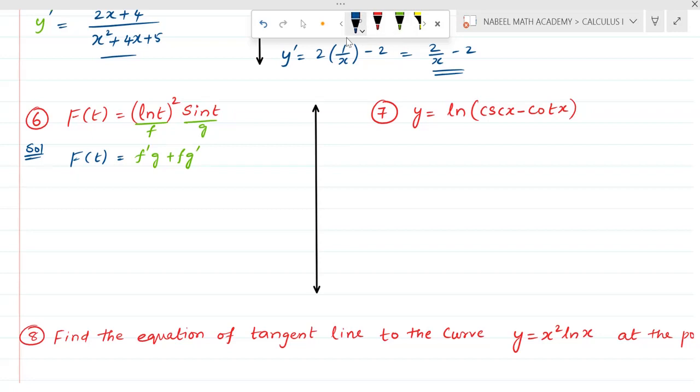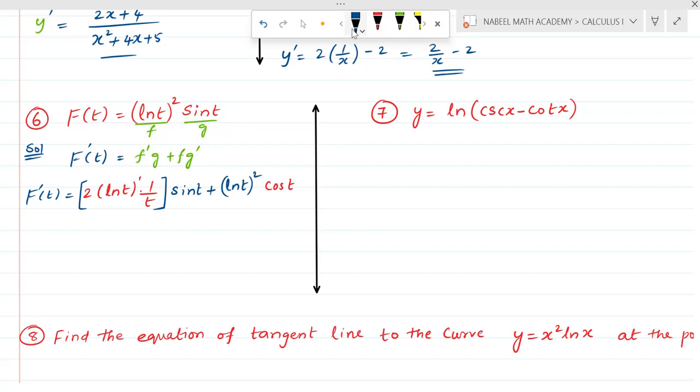And then we will have f prime of t equal to, what is the differentiation of f? First you have to do the power: 2 times ln t power 1. Then differentiate inside: 1 over t. So this is the f prime. Now g will be fixed. g is sine t, plus. Now this one is fixed: (ln t) whole square is fixed. What is the derivative of sine? It is cosine.